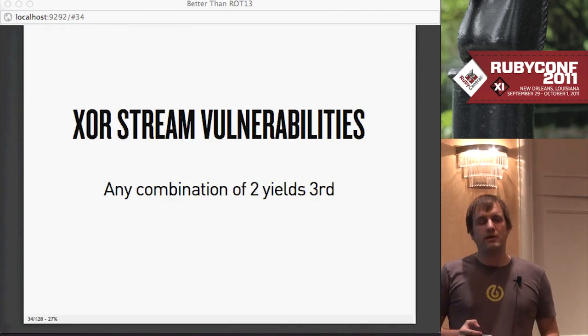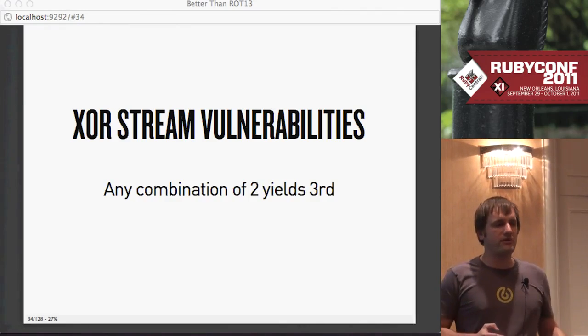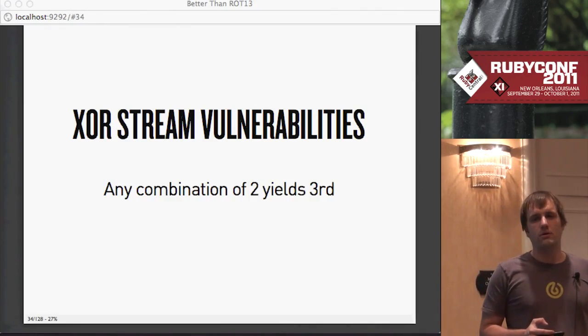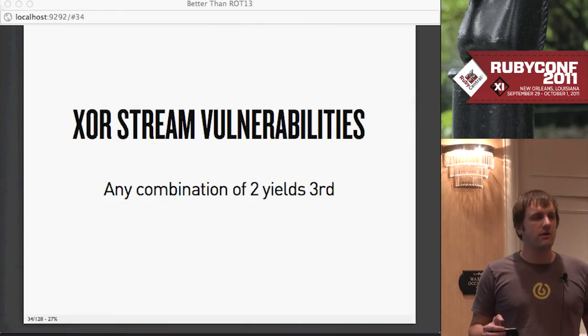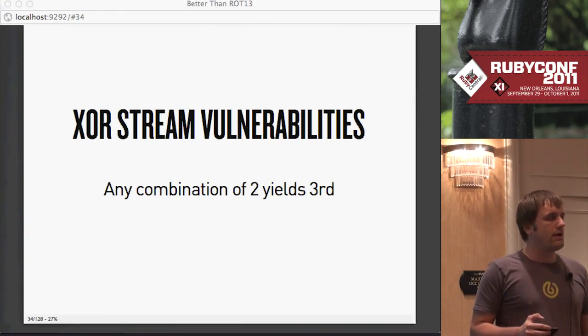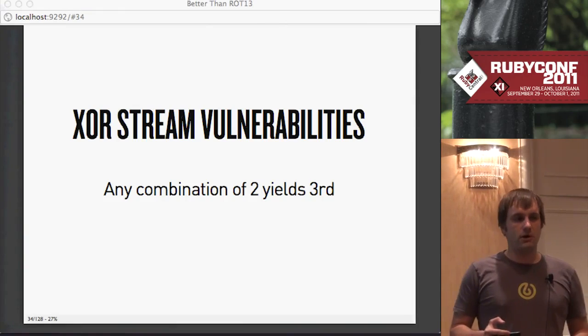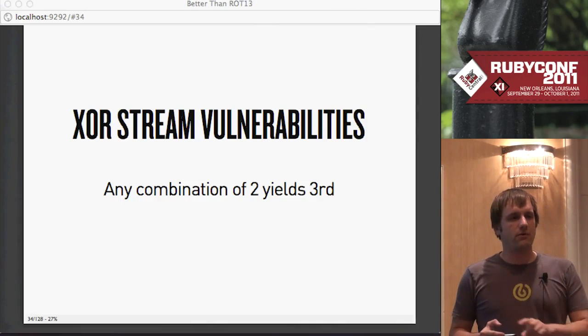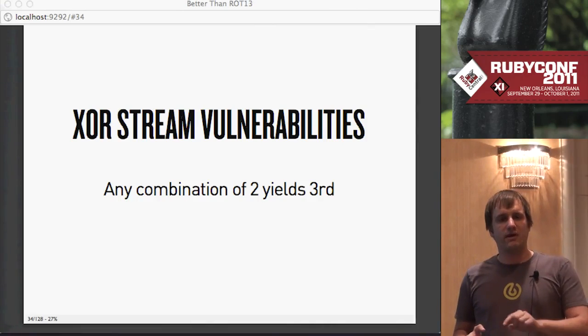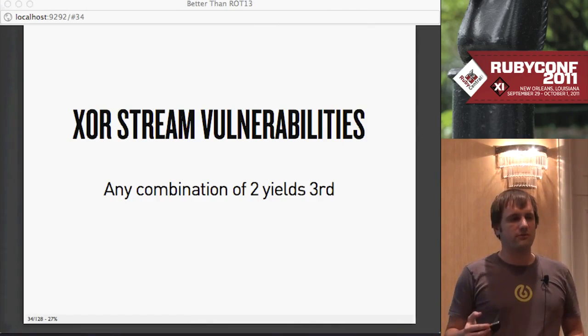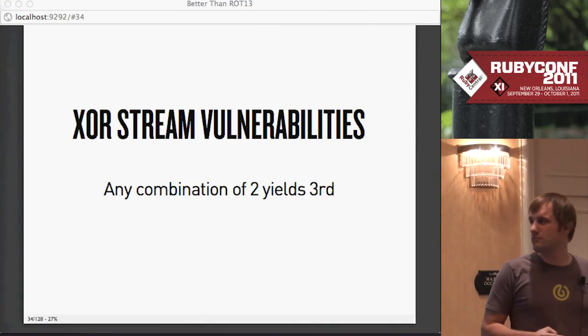First and foremost, if you know two of the things, you can always get the third. So let's say you have a ciphertext and you have the plain text. If you XOR those together, you get the key. And if the person you're attacking uses that key over and over again, then you can use that key and their ciphertext to always decrypt their ciphertext.